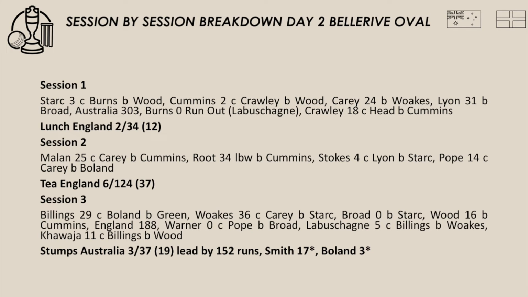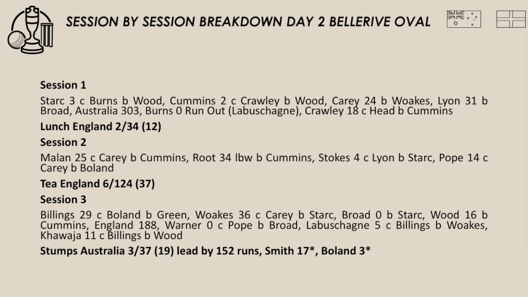First of all, to dismiss England for 188 and get that crucial first innings lead of 115 runs. That lead has now increased to 152 runs, and more importantly for Australia, that's a good lead to have at this stage of the match, given how fast the match has been progressing.